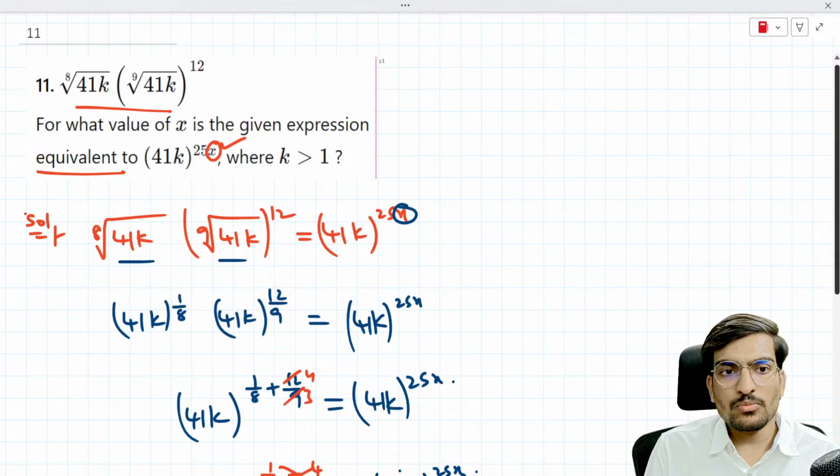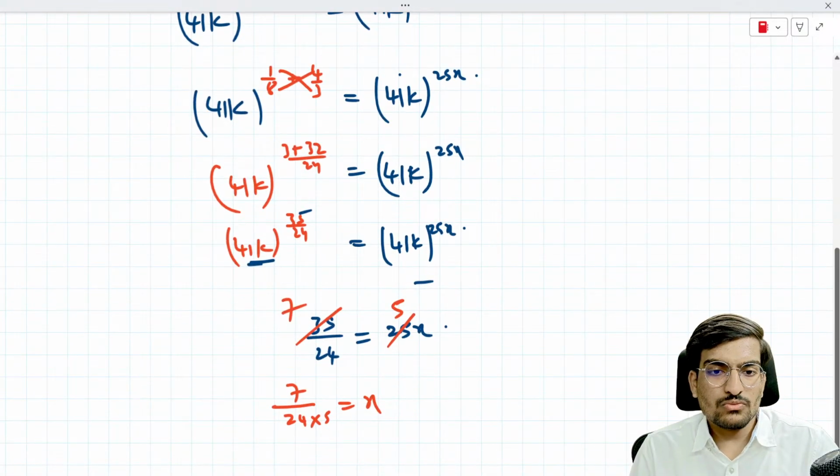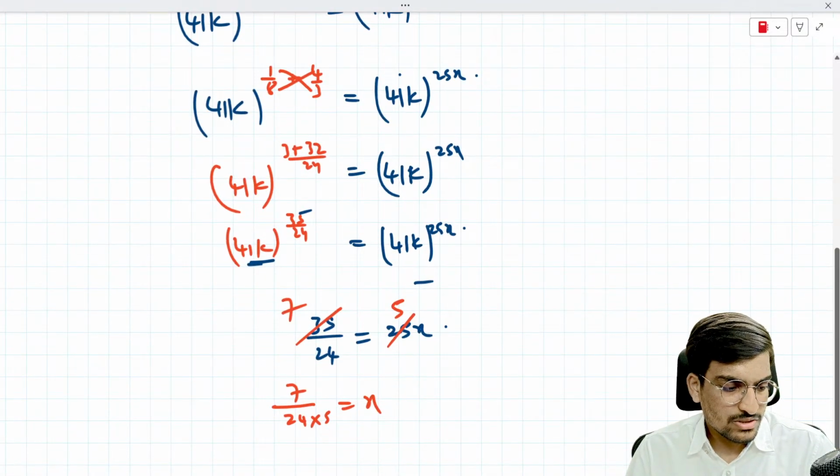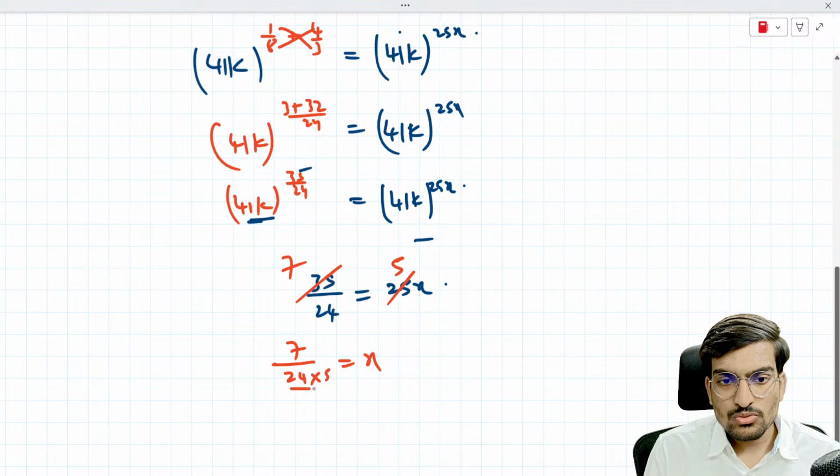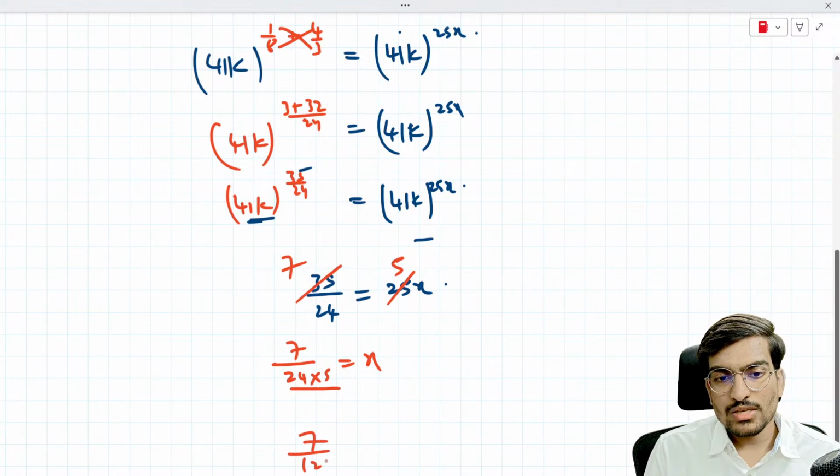Do we have any options? No, we don't have any options. We just have to find the value of x. Just on multiplying, we check what we get. 24 into 5, 25 is 100, 5 4s is 20, so it's 7 by 120 equals x. So this is the value of x.